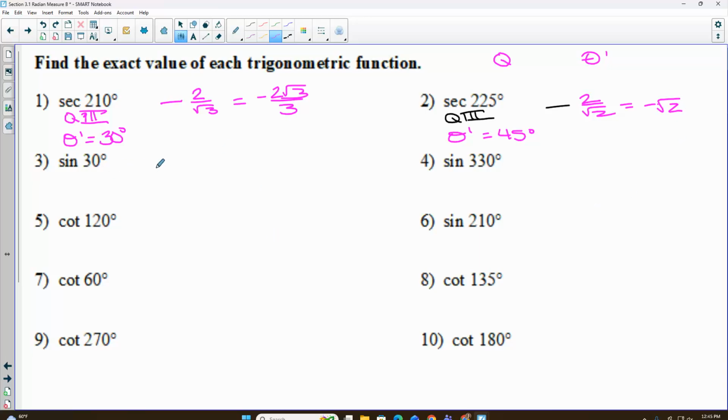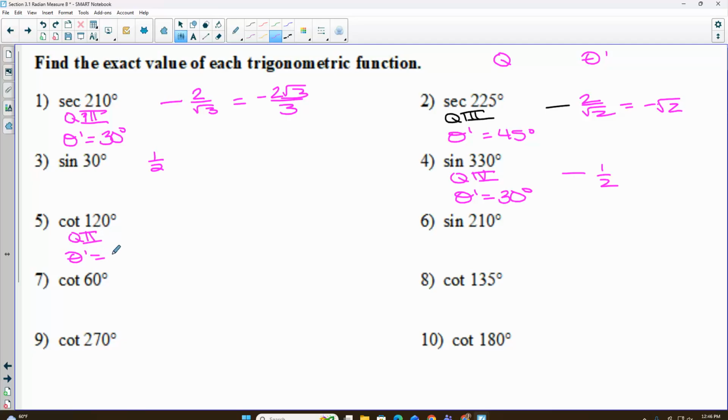All right, sine of 30. We don't even need quadrant and reference angle, it's just quadrant 1. So the sine of 30 is? Okay, sine of 330. What quadrant is 330? Reference angle. Okay, so in quadrant 4, cosine's positive, so sine is negative. The sine of 30.